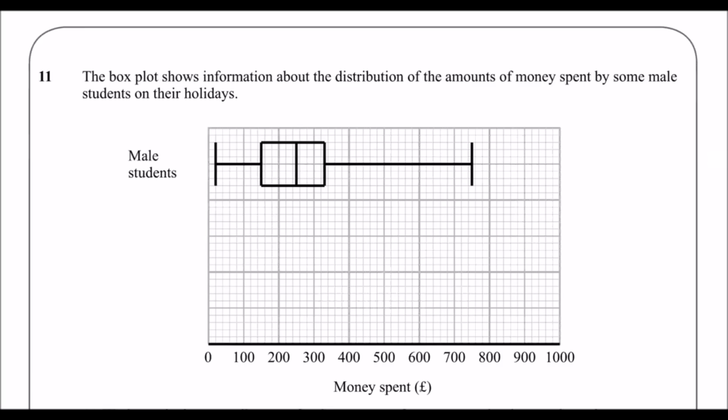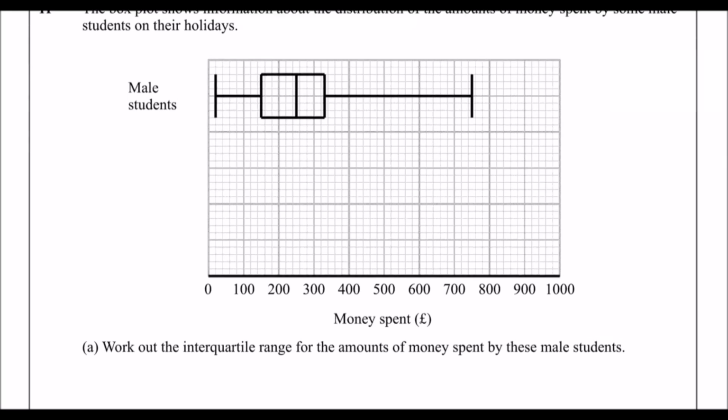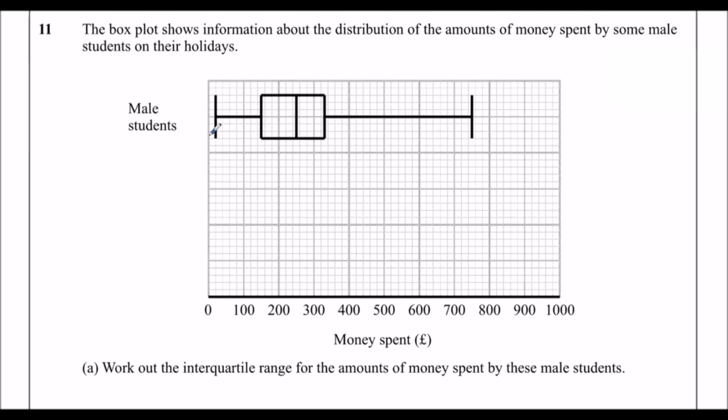Question 11. The box plot shows information about the distribution of the amounts of money spent by some male students on their holidays. We need to work out the interquartile range for the amount of money spent. So we've got a box plot. It's the lowest, the lower quartile, the median, the upper quartile, and the highest amount. So the interquartile range will be the upper quartile, this one here, take away the lower quartile, this line here.